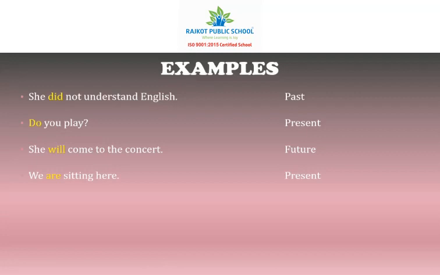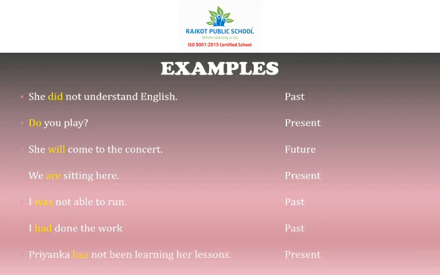We are sitting. Are comes in present tense. So this is a present tense sentence. I was not able to run. Here the word was comes in past, so it is a past tense sentence. I had done the work. We have here the word had, and had comes in past tense, so it is a past tense sentence. Last, Priyanka has not been learning her lessons. Here we have the word has, and that word belongs to present tense, so it is a present tense sentence.